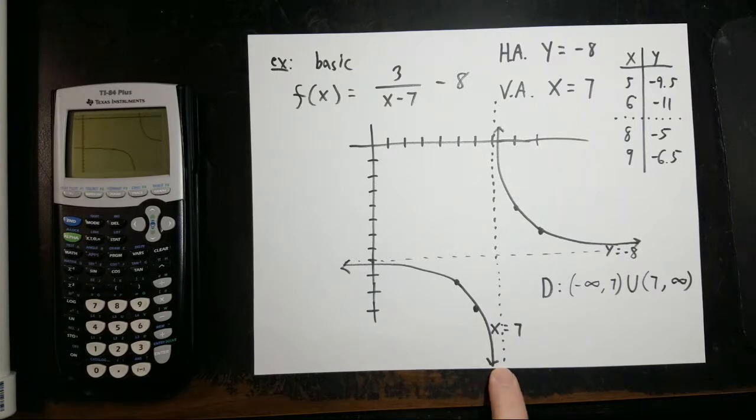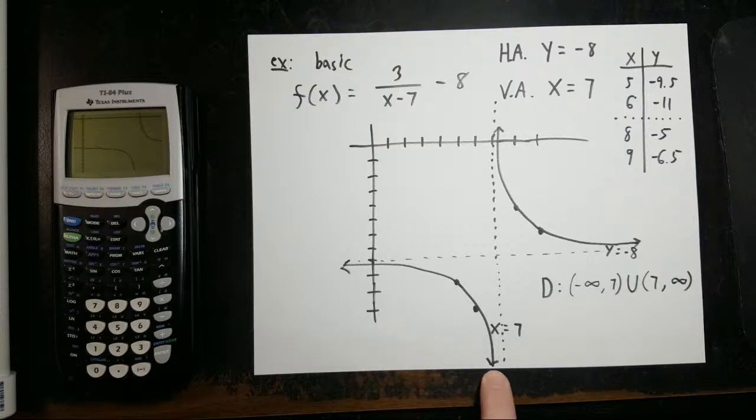It will never reach 7. Might be like 6.9, 6.999, 6.9999999. It will never actually reach that 7, and it'll keep going down forever. And you'll never get there because forever is forever. It's infinity.